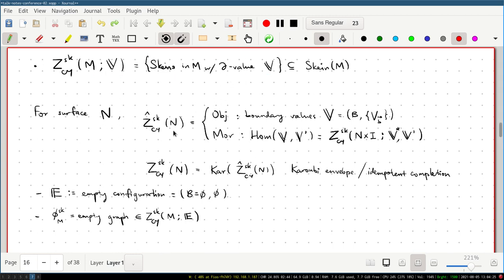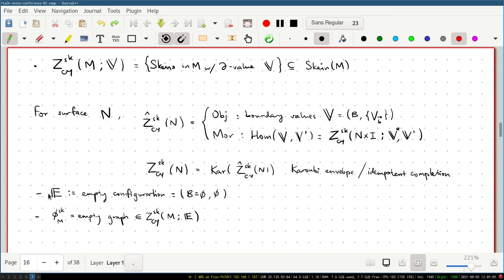For a surface N, the category of boundary values of the skein category has these boundary values as objects, and the space of morphisms is again the state space but with those boundary conditions. And then of course we take the Karoubi envelope. We claim that this is equivalent to the original, the first definition. It's not hard to see. Well, I'll say a little bit more later.